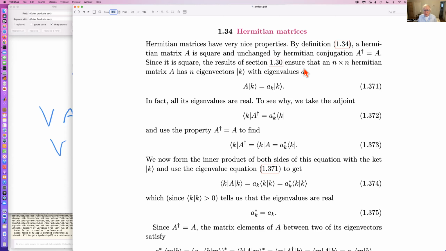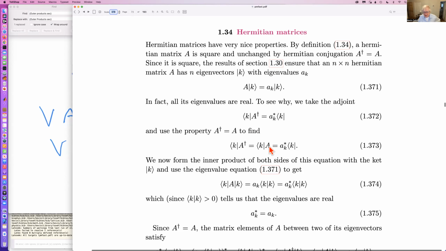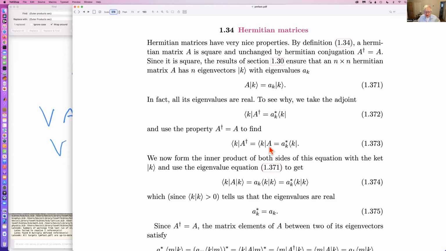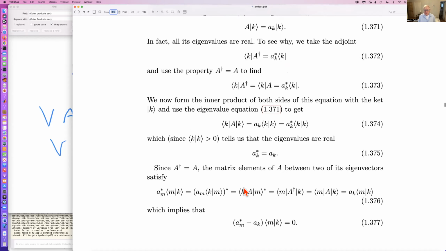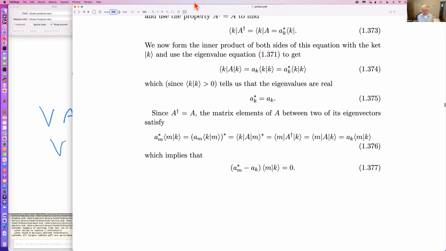Anyway, since A is square, we can use section 130. And so we have an n by n matrix with n eigenvectors and eigenvalues. All the eigenvalues are real. Well, you just take the adjoint, use the fact that the adjoint is the matrix itself, and then you take the inner product of those states, and what you get is a_k or a_k star. This is very much what happened in that example that I started today's class with.